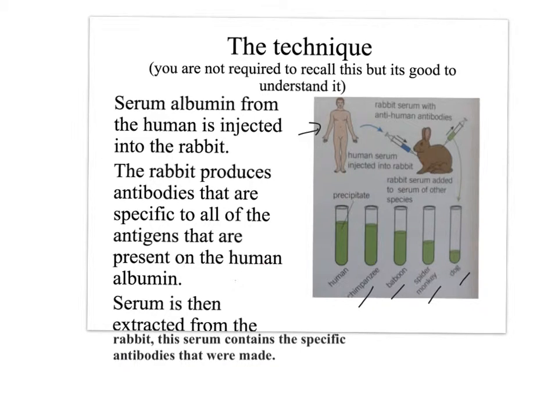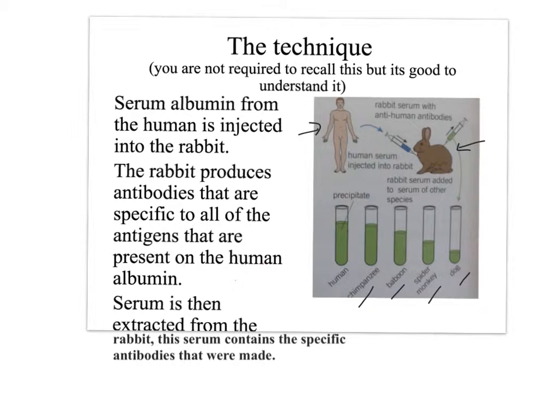Now, some of you will have already seen this little rabbit here and be thinking, well, why on earth do we need a rabbit in this process? Well, you'll see now. What happens is serum albumin is taken from the human. Now, serum is sort of the same as blood plasma, apart from it's had the clotting proteins removed from it. But we can think of it as the liquid part of the blood that doesn't have the red blood cells and white blood cells in it.